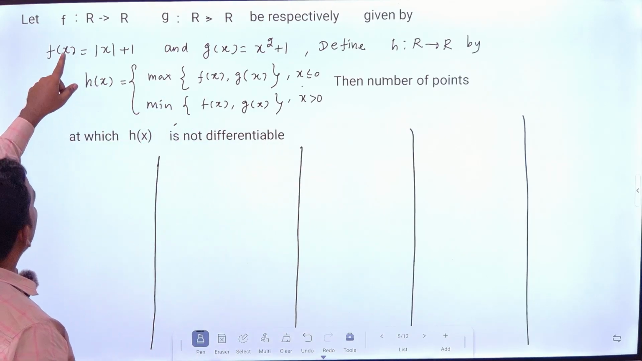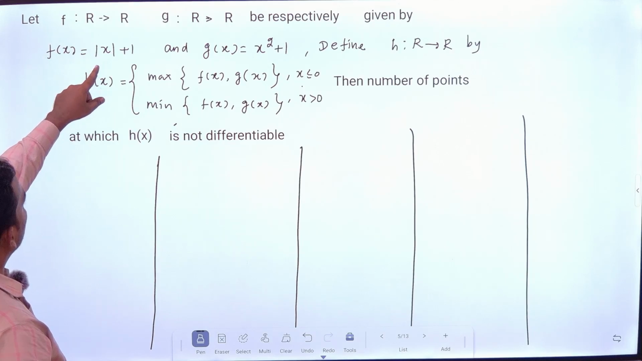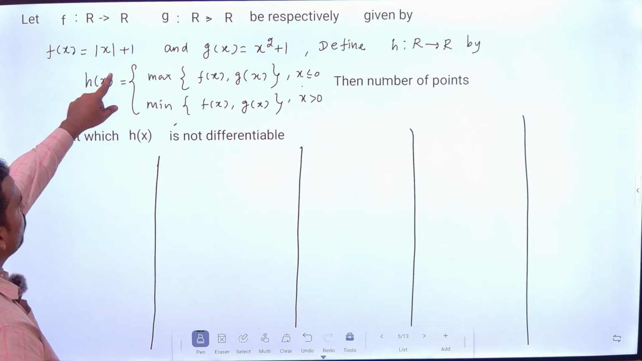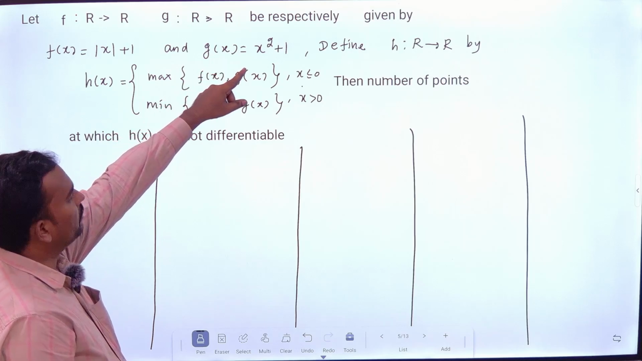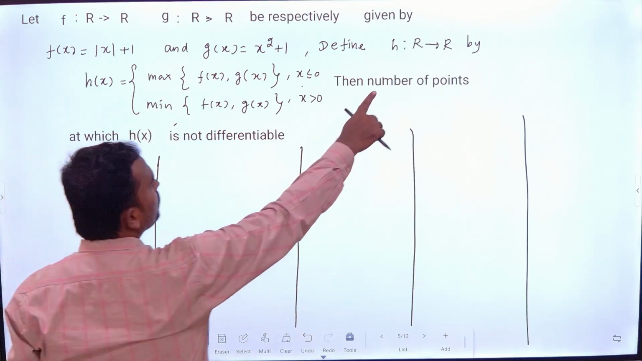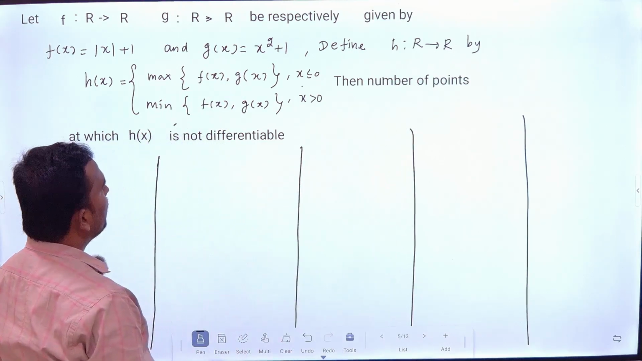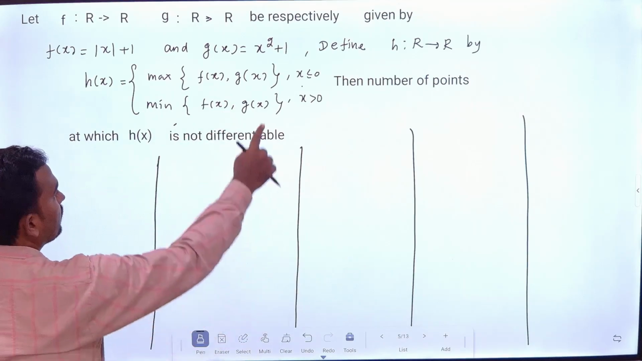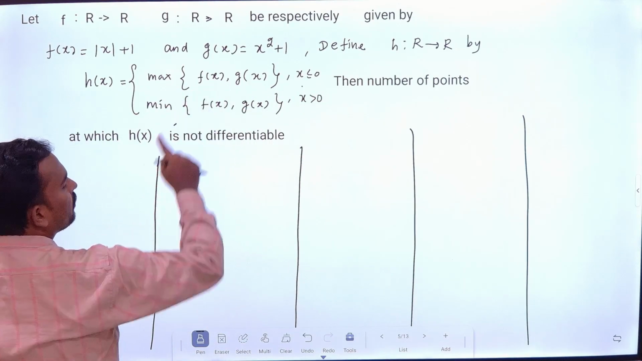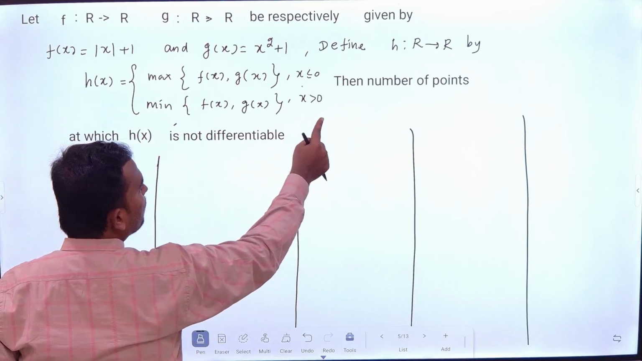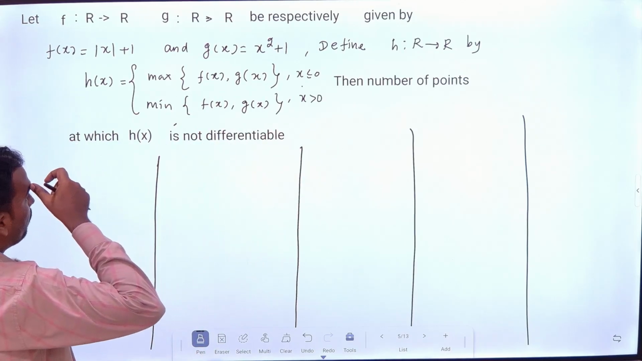First question: f is a function from real numbers to real numbers defined by |x| + 1. g is from real numbers to real numbers defined by x² + 1. The new function h is from real numbers to real numbers defined like this: when x is less than or equal to 0, you choose the maximum of f and g. When x is greater than 0, you choose the minimum of f and g.